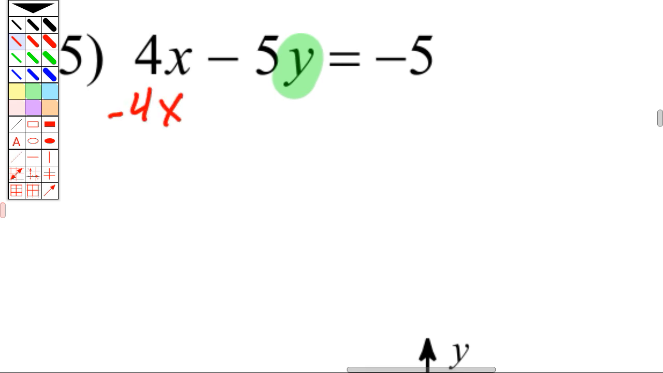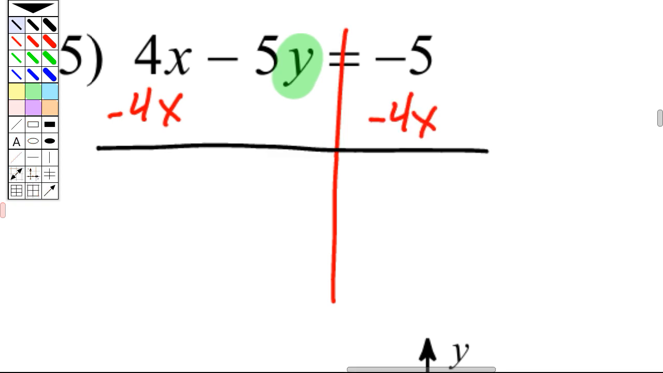Now why would I do that? Well, I want him gone, and what is 4x take away 4x? 0. Remember, this is an equation, so I can't just subtract 4x on the left side. I need to balance it out by subtracting 4x on the right side. So that's gone. What comes down? Negative 5y, equal sign comes down.